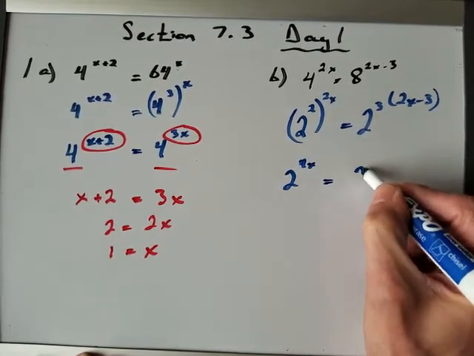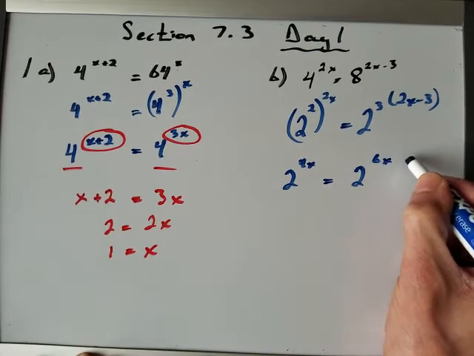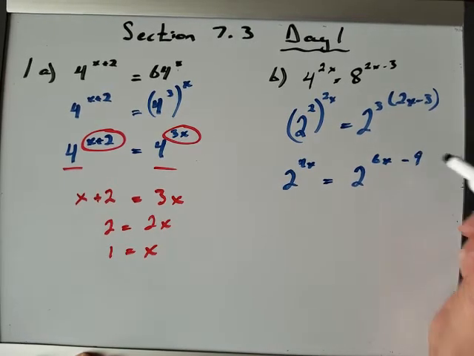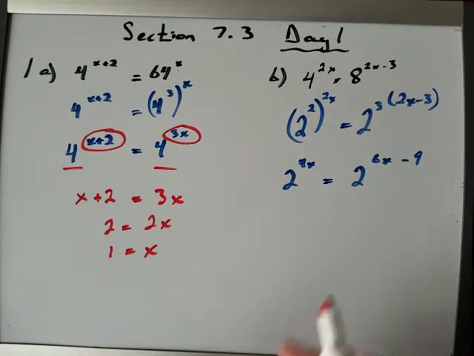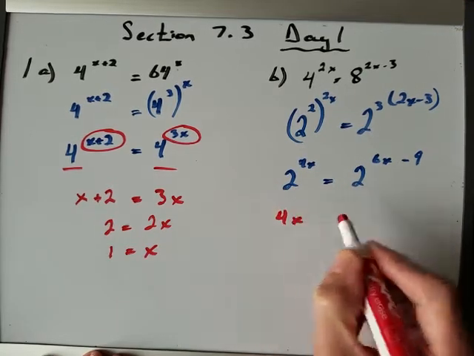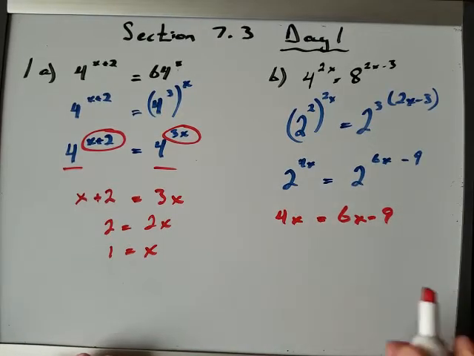and on this one, here would be the rookie mistake, to just go 6x, and then a minus 3. This 3 multiplies to both, so it's minus 9. Now here we have it. If our bases are the same, and they are, they're both a 2, then we can drop the bases and say, well, the powers must also be equal. And now we can solve.